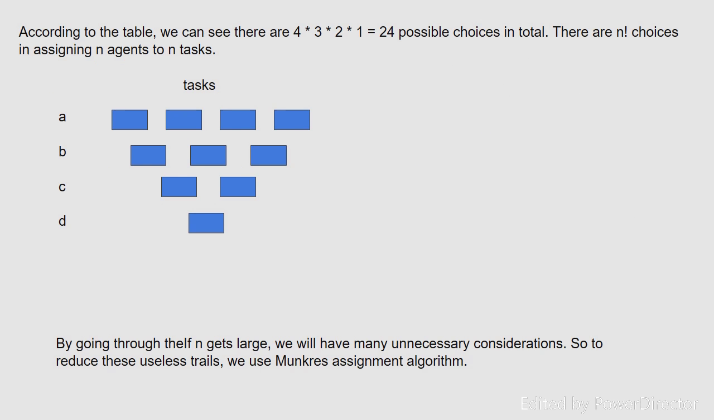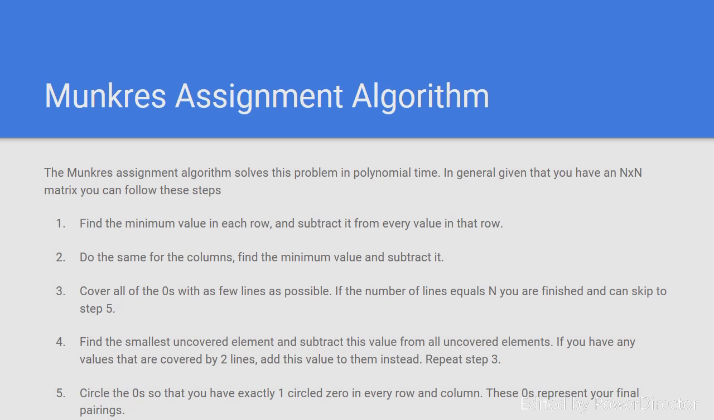To do this, we'd have to try every possible combination. With 4 workers and 4 tasks, this leads to 24 different combinations. While this may not be too many, if the number of workers gets very large, we end up with n factorial combinations, where n is the number of workers. This makes it impossible for very large values to be run in polynomial time. To do this, we will instead use the Munkres algorithm. The Munkres algorithm will solve this problem in polynomial time.